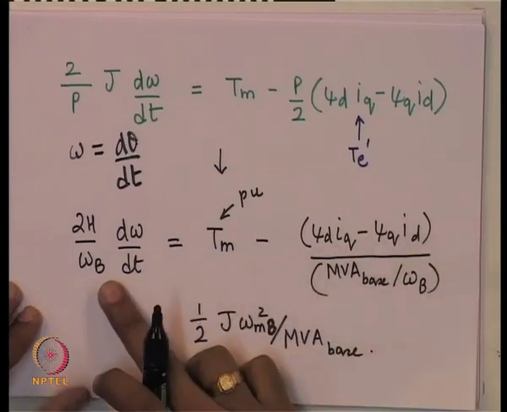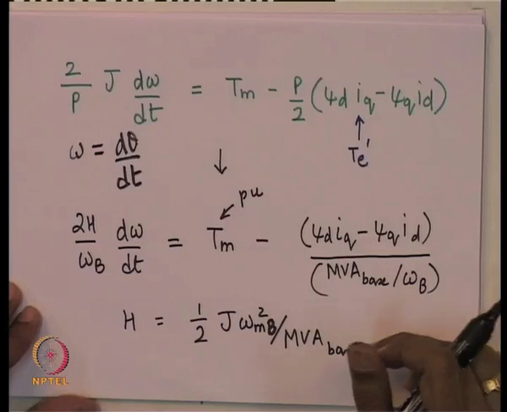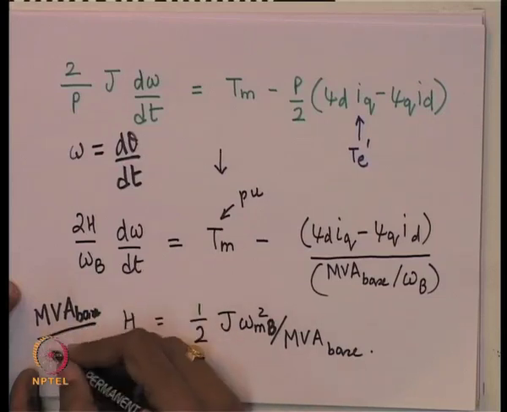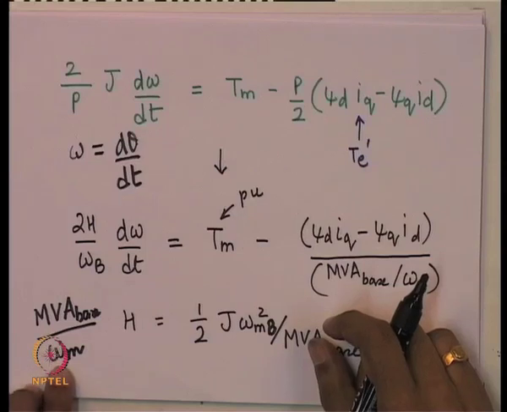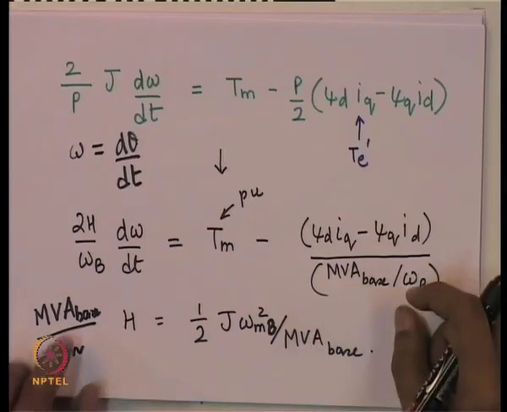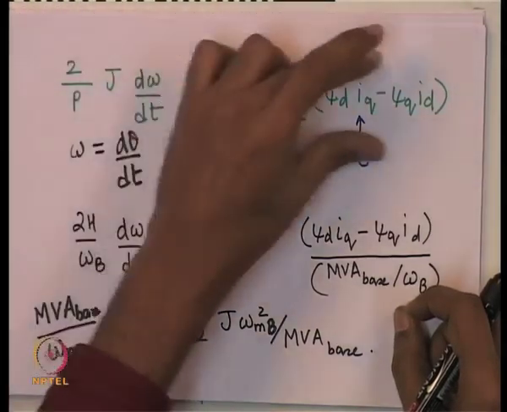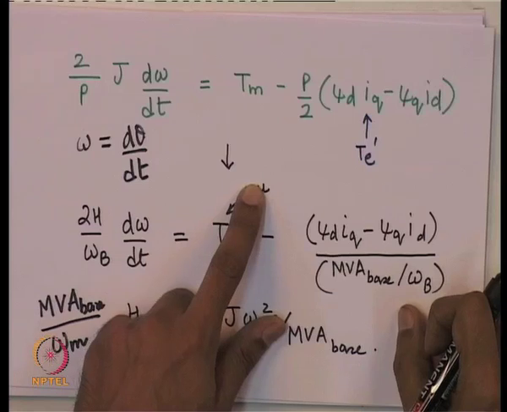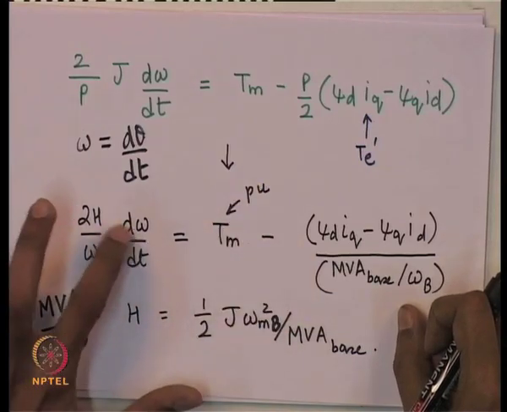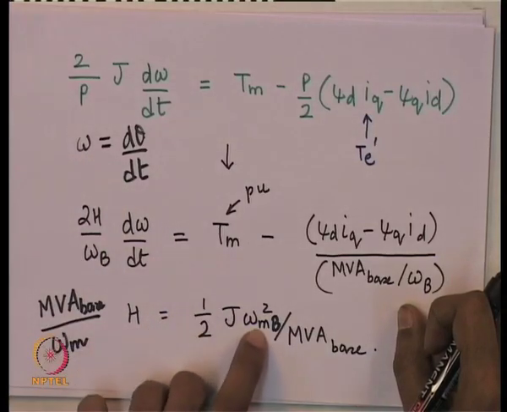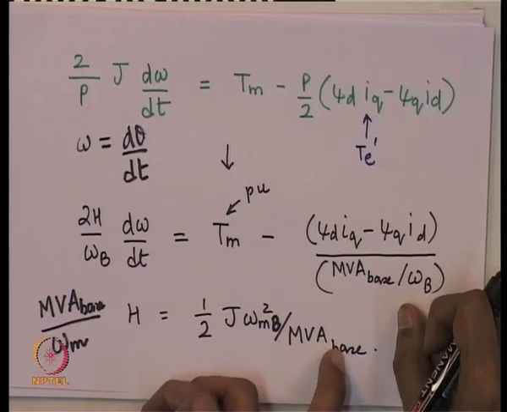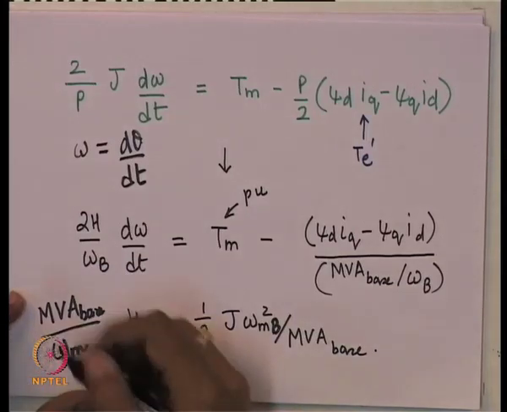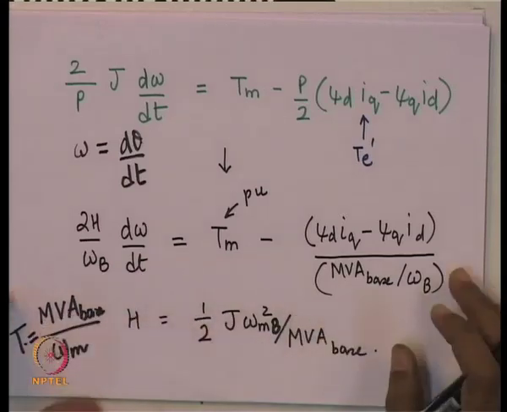Now, we can write these in per unit by dividing both the sides by the torque base. Torque base is nothing but MVA base divided by the mechanical rotational angular frequency. So, if you do that, you can actually get this in this form, where Tm is the per unit mechanical torque, the prime mover torque, and H is nothing but half of J omega mechanical base speed square divided by MVA base. So, this is basically if you divide both sides by the mechanical torque base. So, torque base is this.